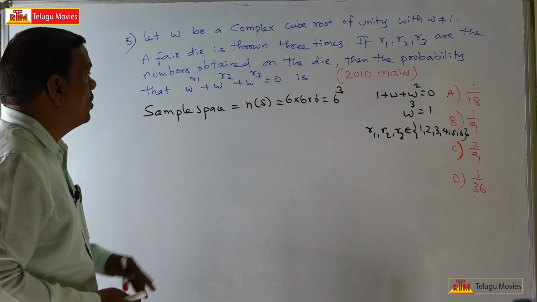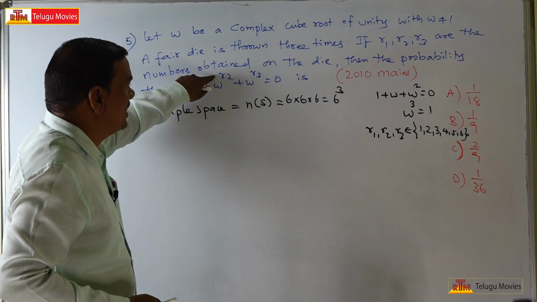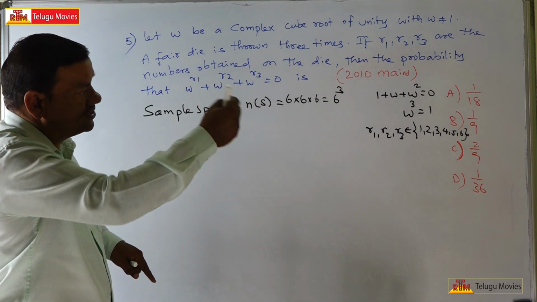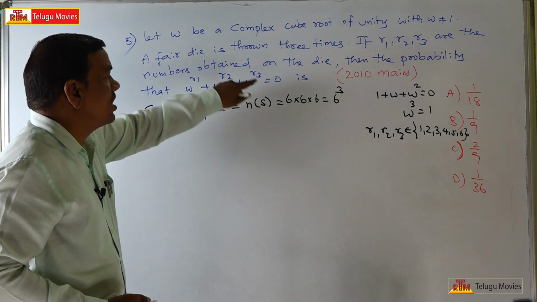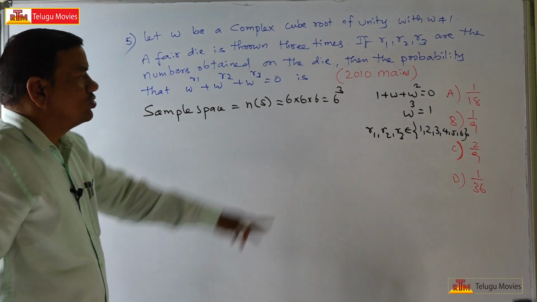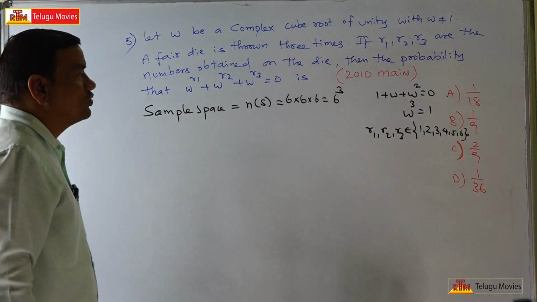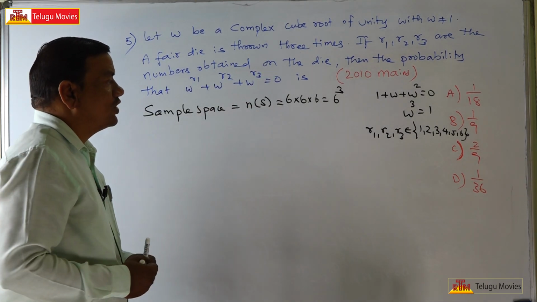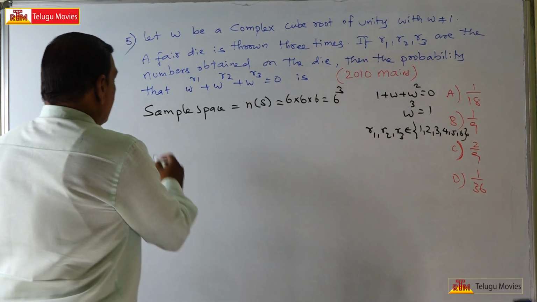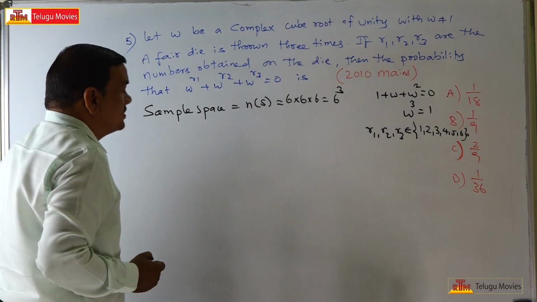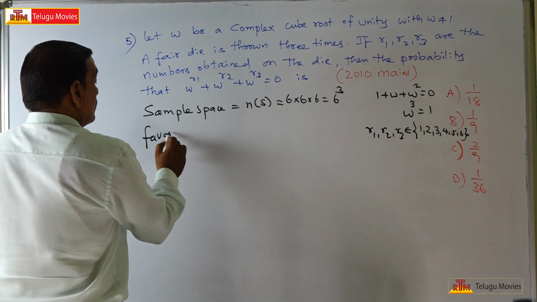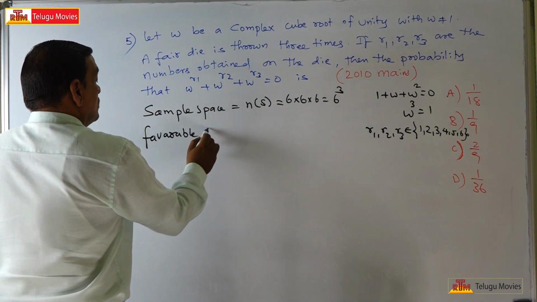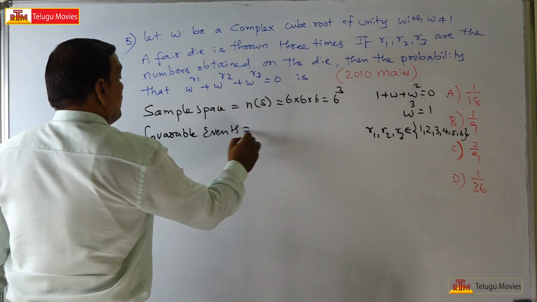Now, what numbers do you have to select for R1, R2, R3 from the set 1, 2, 3, 4, 5, 6 such that if you substitute them here you get 0? We have the result 1 plus omega plus omega square is equal to 0, and omega cube is equal to 1. So after the sample space, I will take the favorable events.